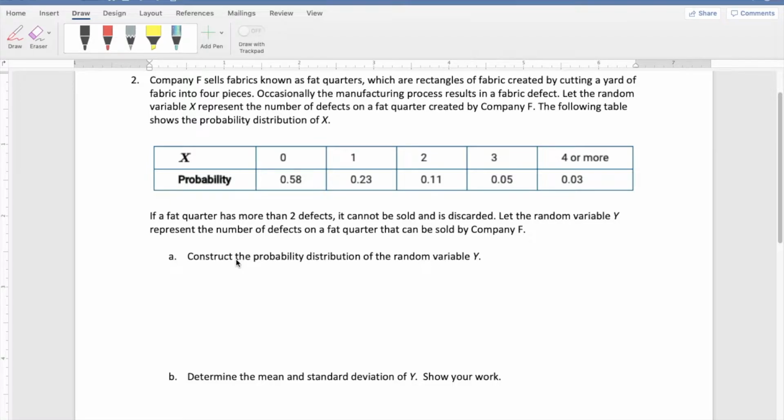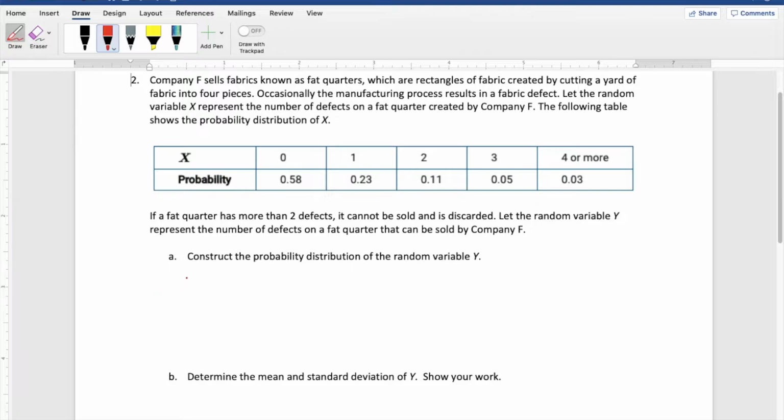On part A, we are asked to create a probability distribution for y. So y is just looking at the number of defects on ones that can be sold, which is basically 0 or 1 or 2, because if it has more than 2 defects, it cannot be sold. I'm really only looking at this section, but because these probabilities don't add up to 1, we would have to refigure out the probabilities to put into our table. So it's just finding some conditional probabilities.